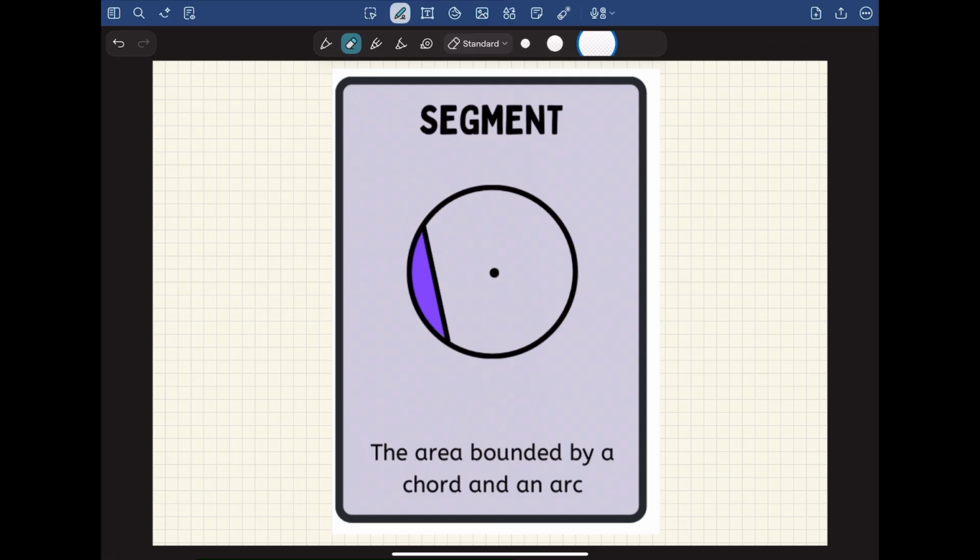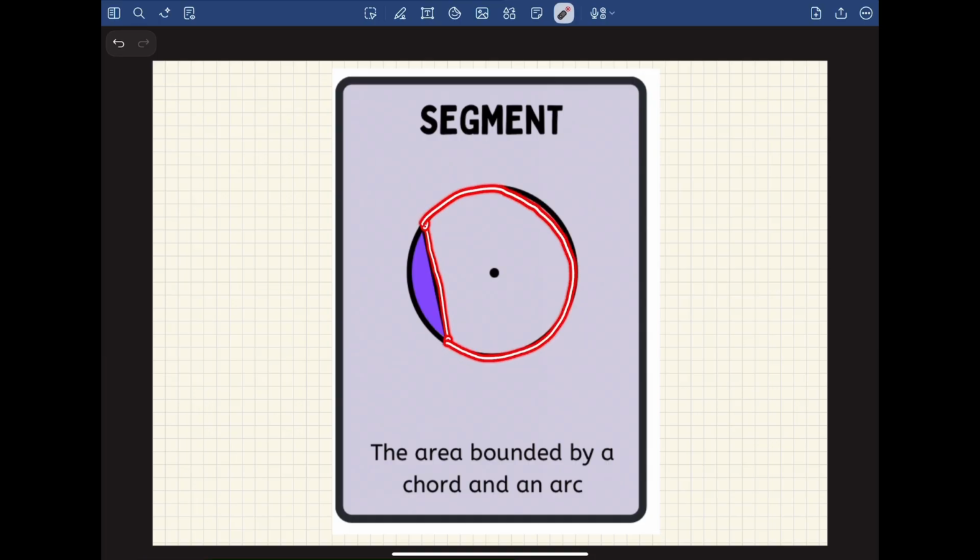Segment. The area bounded by the chord and an arc. So this is an arc and this is a chord. So the area bounded by a chord and an arc, by a chord and an arc. So this is a segment. But I also want you to notice that this is a chord and this is also an arc. This is the major arc, right? So this area is also classified as a segment.